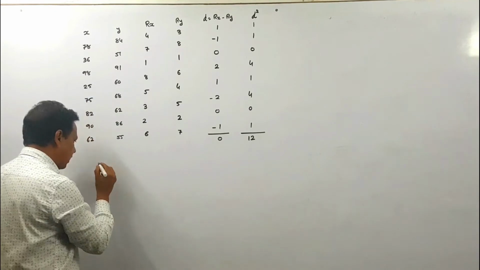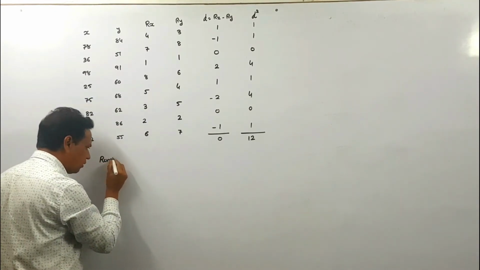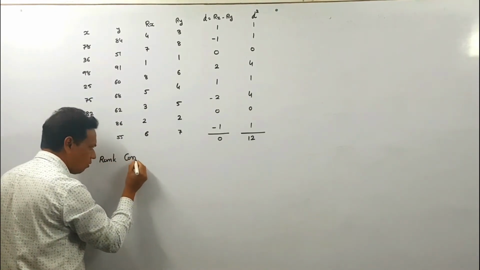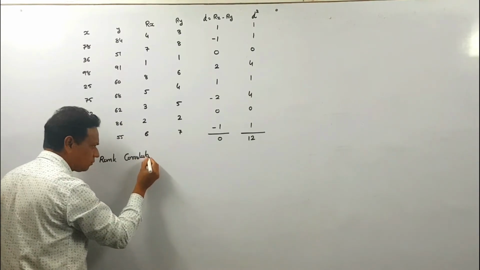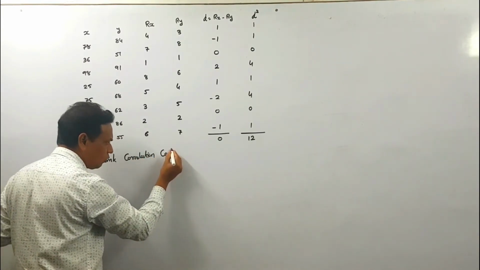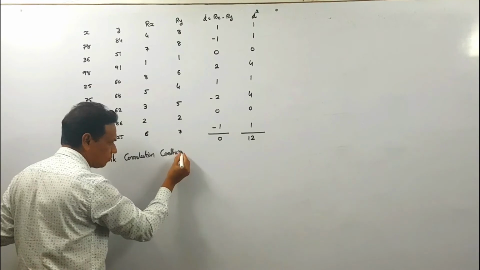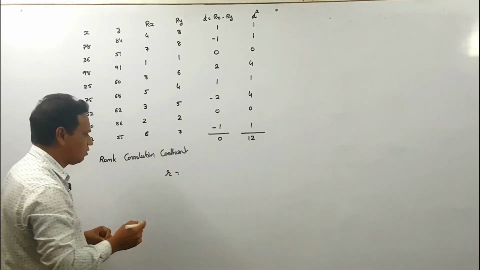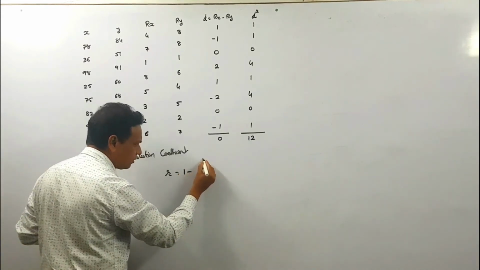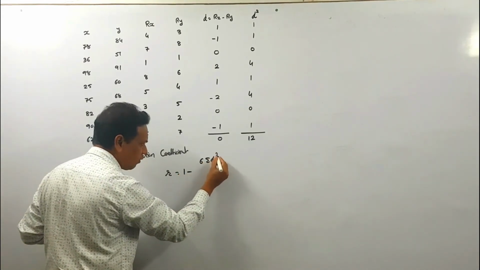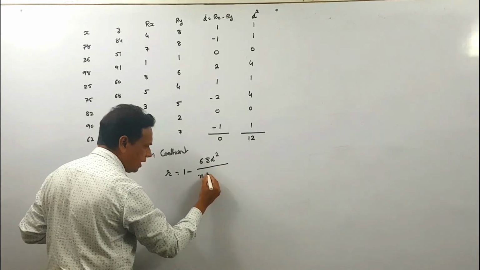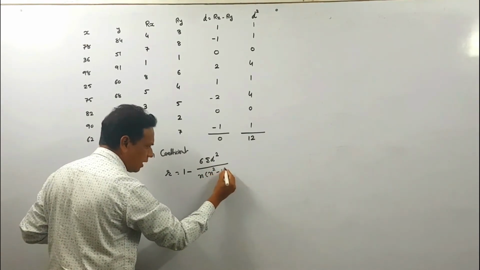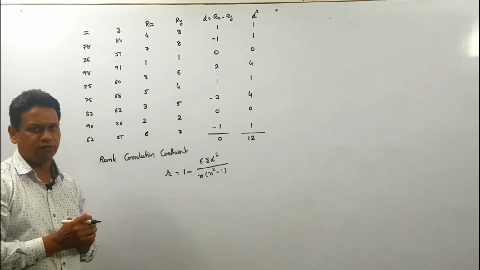So now we have to find out rank correlation coefficient, and the formula is changed. R is equal to 1 minus 6 sum of d square divided by n into bracket of n square minus 1. This is the formula we have to use.